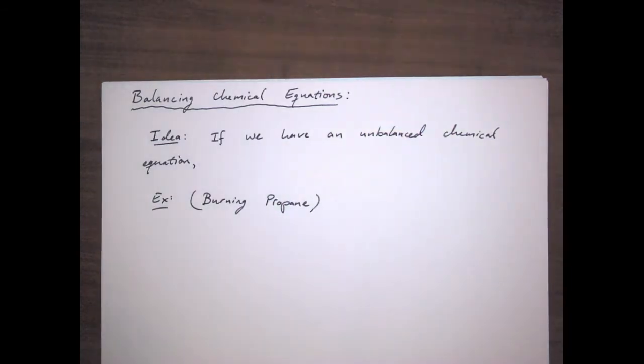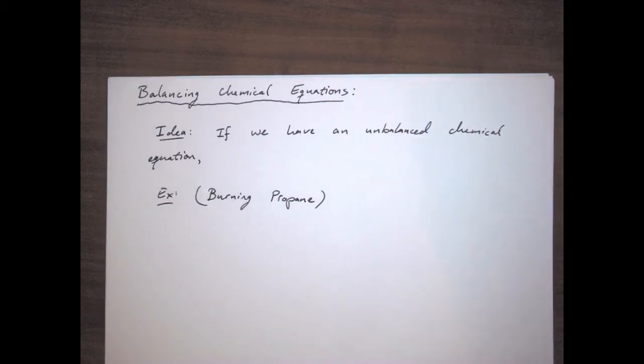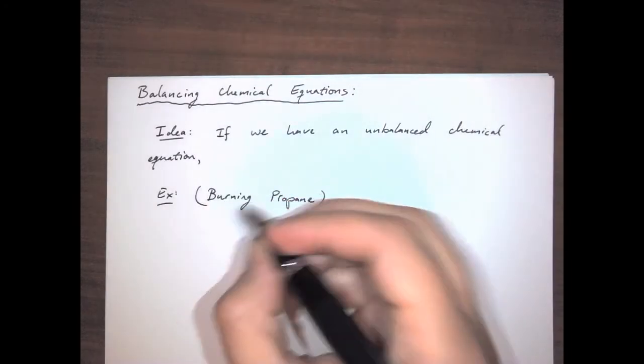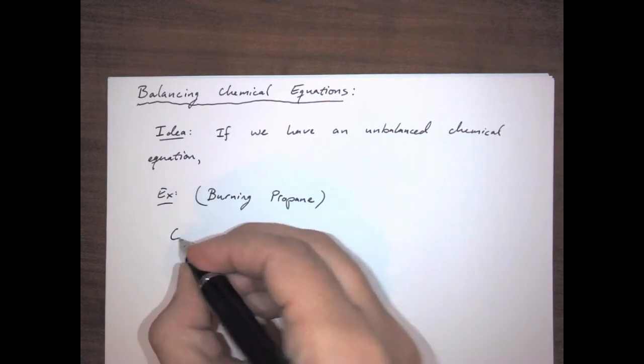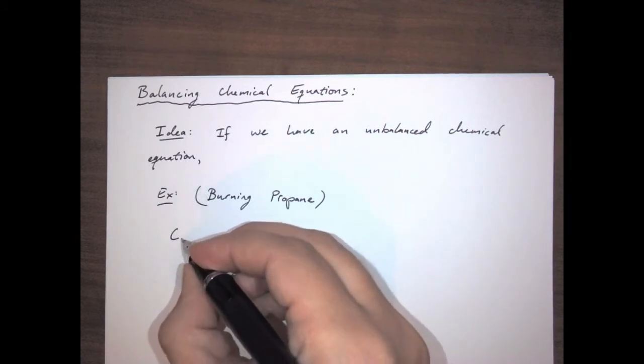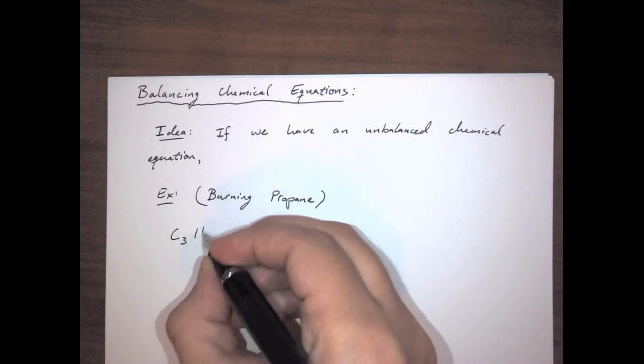It doesn't matter what the actual chemical reactions are that we're talking about here, for our purposes. It matters obviously in the real world, but the math will all work out the same way. Just for the record, here we might be talking about burning propane. So we have an unbalanced chemical reaction, namely we have propane, which is C3H8.